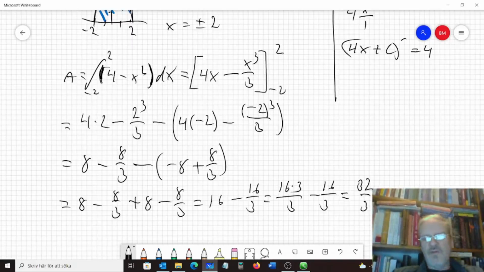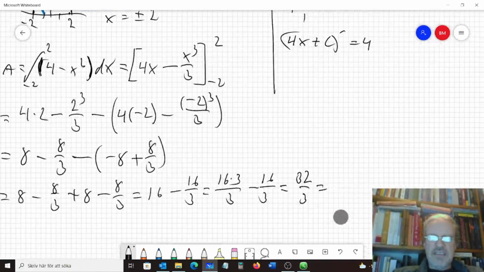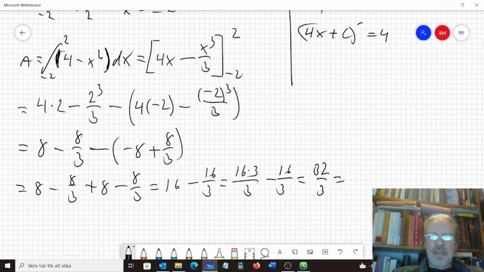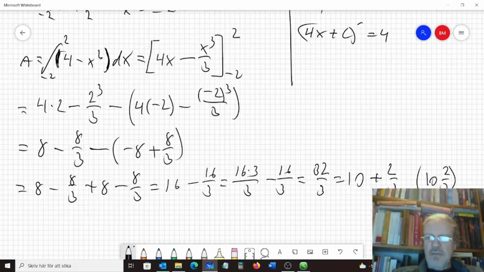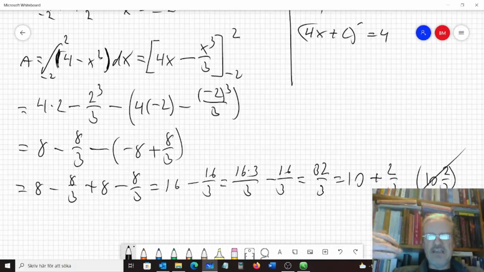Or if we so wish, we could write this as 10 plus 2 thirds. Sometimes you might see this written as 10 and 2 thirds, but I really say don't write like that, because it's hard to see the difference between if you mean multiplication or addition. So write it 10 plus 2 thirds if you want to write it out in mixed form.